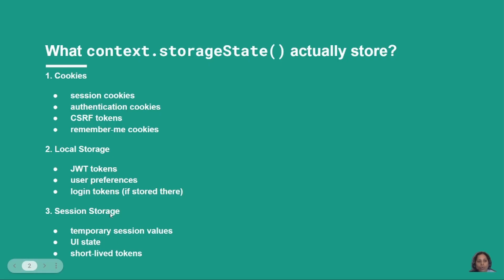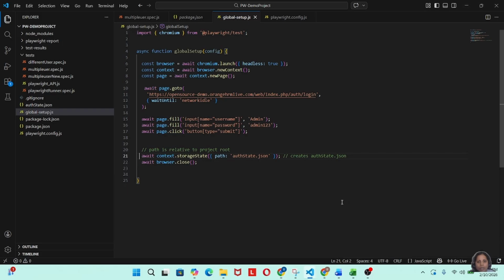Okay. So only if you know in your application what exactly they are using, JWT token or session or temporary session, all these things you need to know. Only then you will be able to fetch it from here. So right now when you just say context.storageState, it will store all the information in this JSON file.